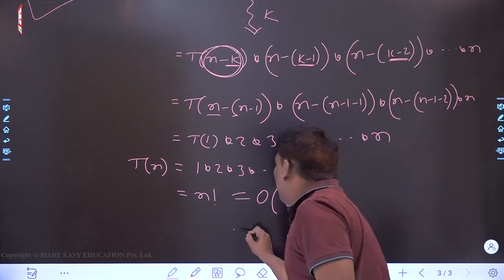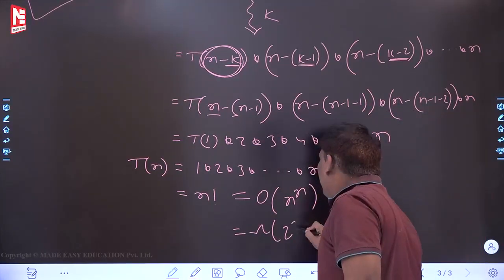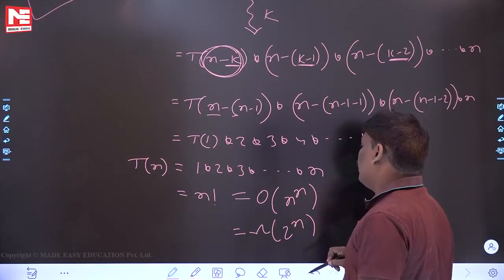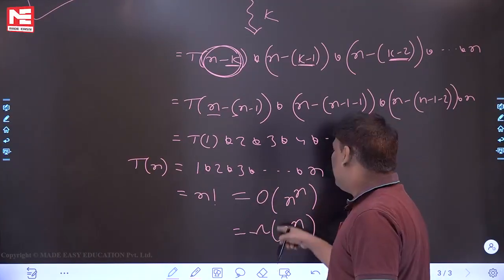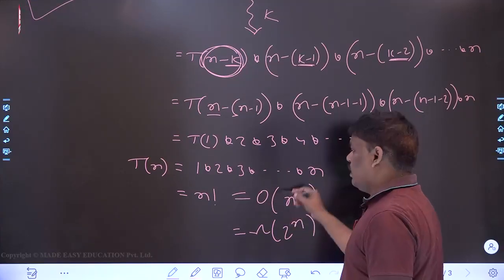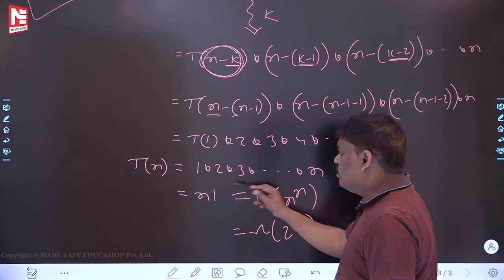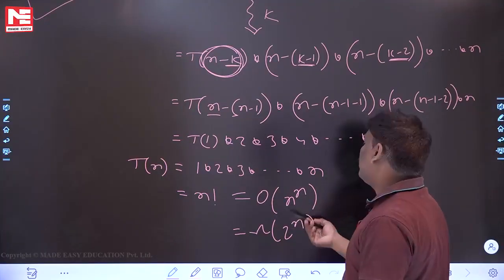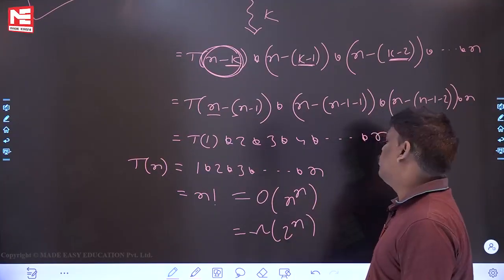Can you say the n factorial lower bound? What is the answer? Right, 2 power n. Comparing n factorial and 2 power n, n factorial is bigger. This is the omega, this is the big O. Because of that, big O and omega are not equal. That is the reason. So what is the answer now?